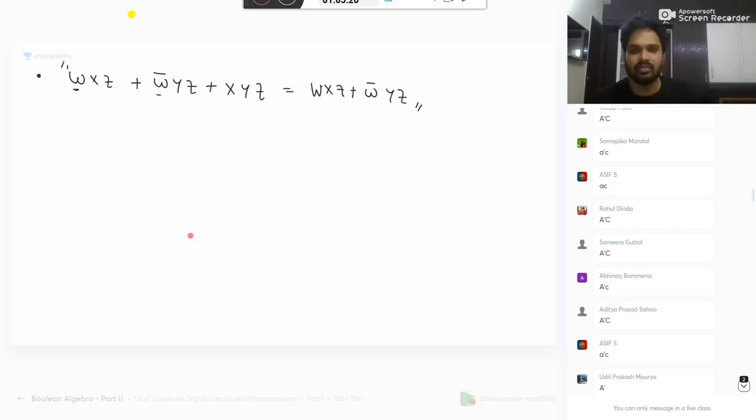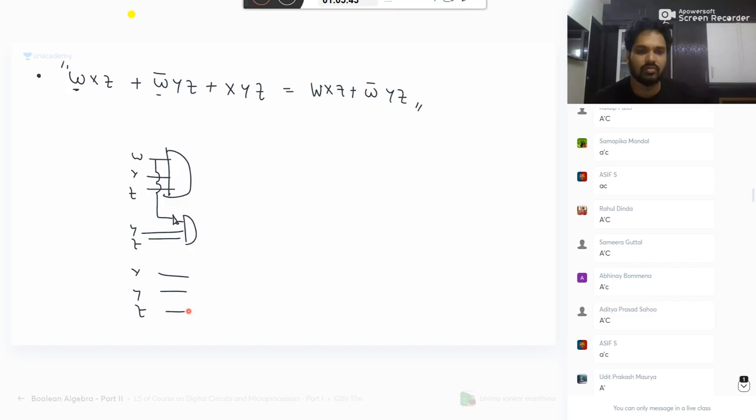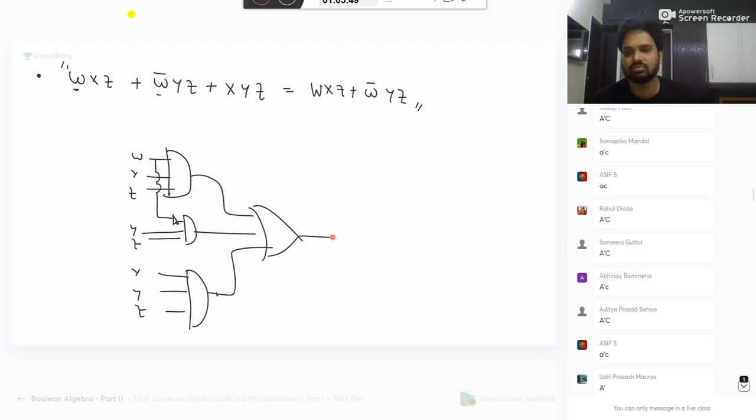Sometimes they will give it in gates, like w, x, z. To make things complex for you, they may give a complex circuit like this, with x, y, z. They give a figure like this and they will ask you which gate is redundant. So it is a previous GATE question. Gate symbols we will discuss later. Next, which gate is redundant?